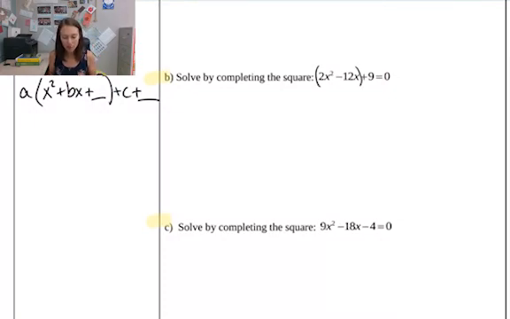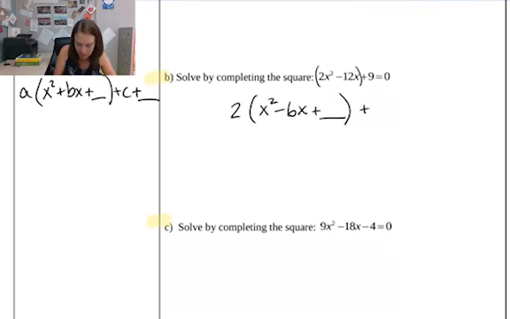And I know 2, our a value, doesn't factor out a 9, but even if it had, even if that 9 was a 10, we still wouldn't take the 2 out of it. It wouldn't be affected at all. So what I'm going to do is take that 2 out. I have x squared minus 6x plus blank. And then this 9, see how it's outside of that parentheses? The 2 isn't actually affecting it. So you want to make sure you leave that c value alone.